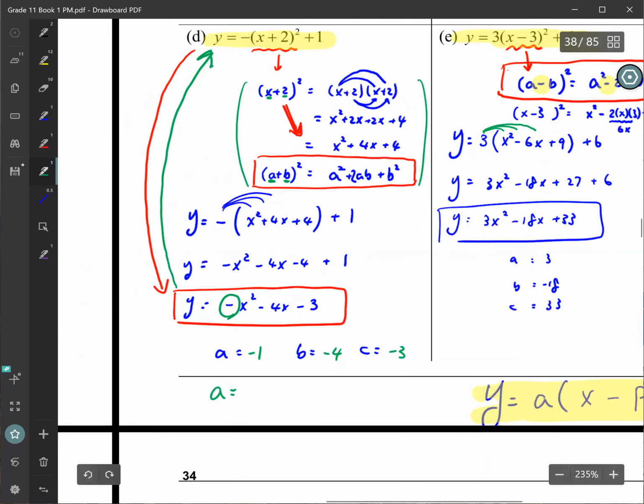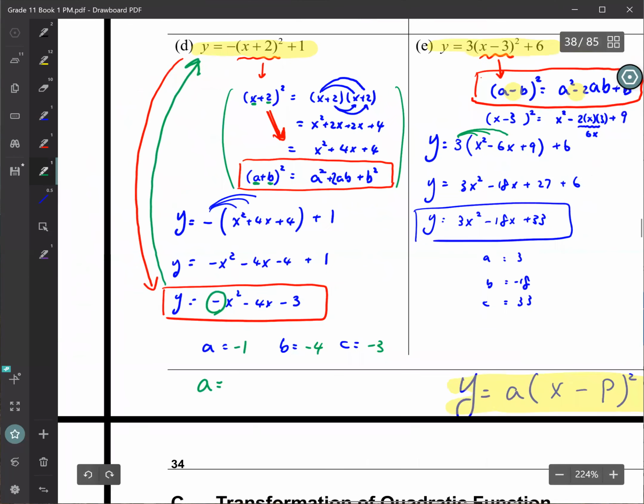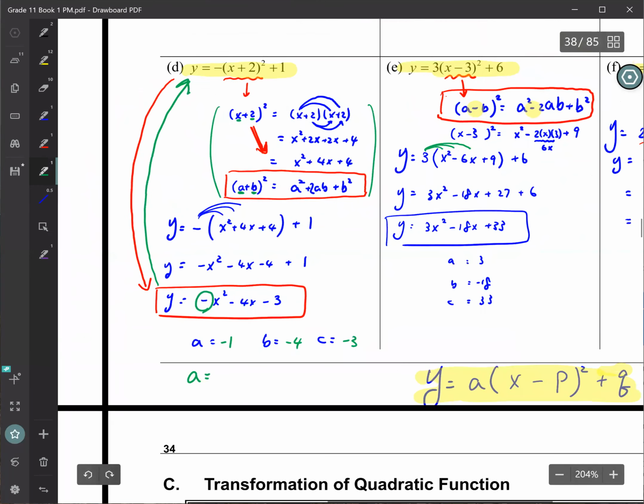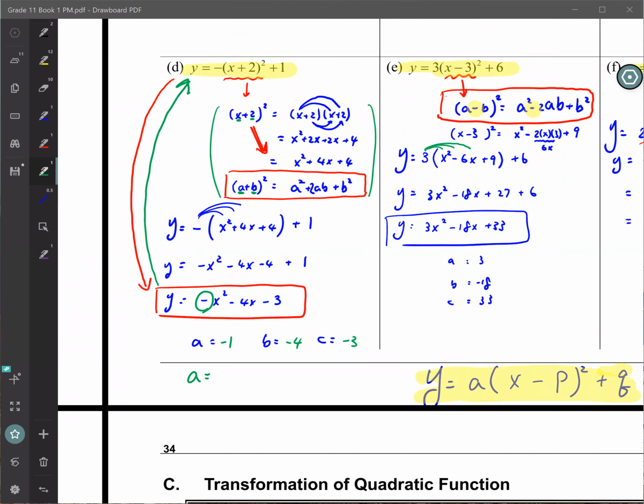Let's look at question D first. What do you think the a is? a should be outside the brackets, right? So what's the value of a? Any? a is -1. Yeah, very good. a is the -1, okay? What about p? Angela, what do you think p is?